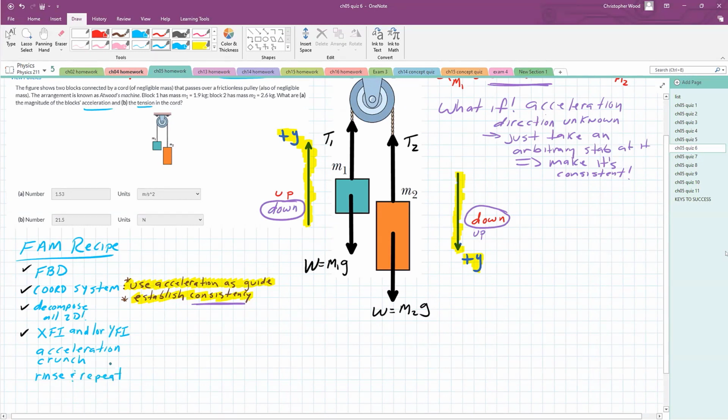Over and over until you get enough F equals MA equations to solve. All right, so I'm right here, number one. Number one, let's do the Y force inventory. Let's do the Y force inventory for M1. Okay, here goes. For M1, my Y force inventory, let's see.